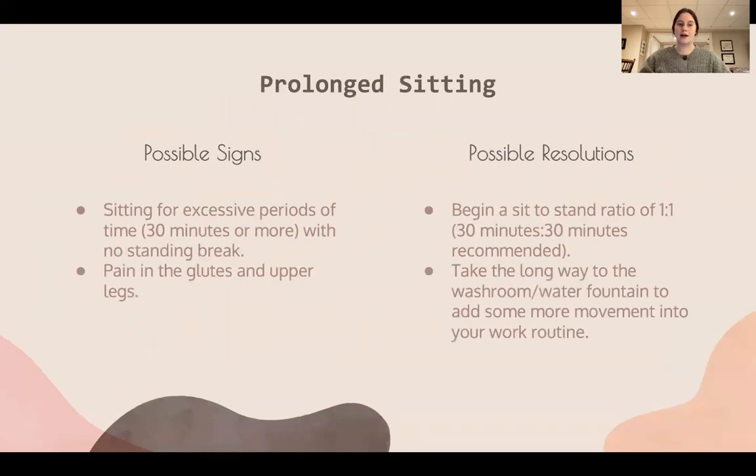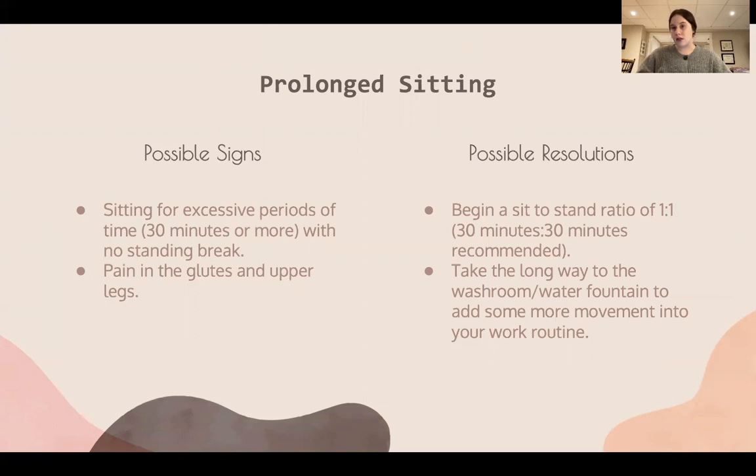Another occupational risk factor is prolonged sitting. This can look like sitting for excessive periods of time with absolutely no standing breaks. And you can also experience pain in your glutes or upper legs from sitting for too long. A couple ways to resolve this one is employing a proper sit to stand ratio of 1:1, 30 minutes at a time, like we just talked about.